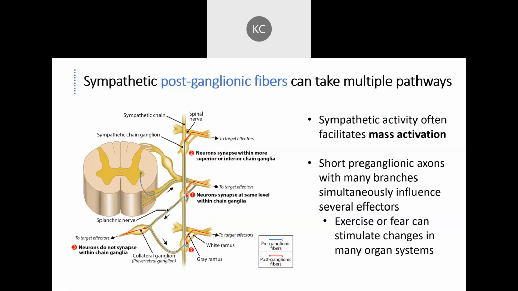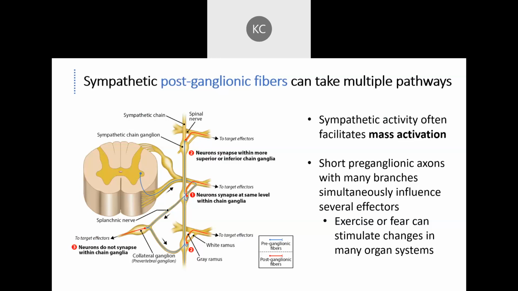Is it going to the stomach? Is it going to the intestines, the kidney, the bladder, wherever? All right, so with this, you can have multiple neurons, multiple nerves of the sympathetic nervous system go to different effectors, right? So this is something called mass activation.